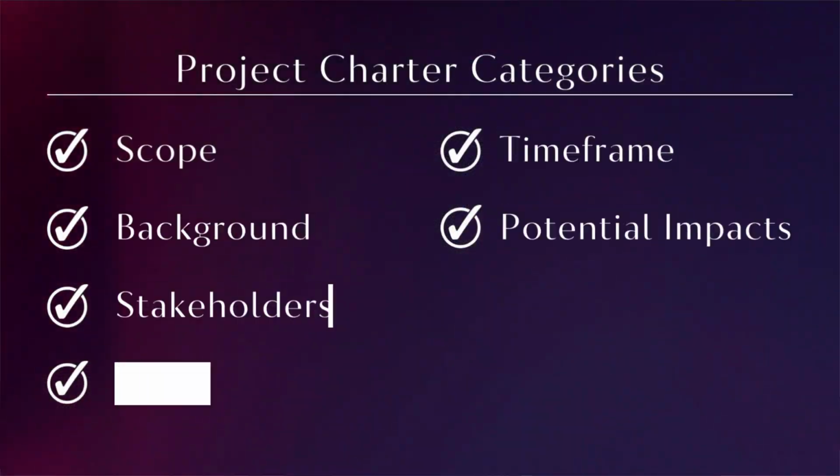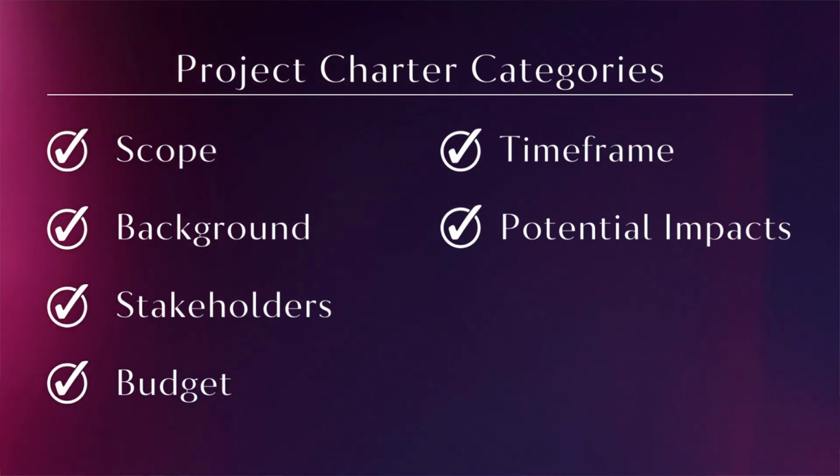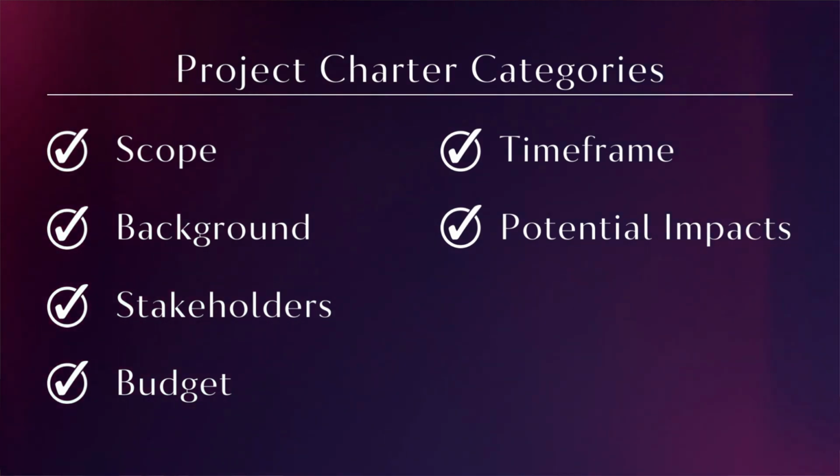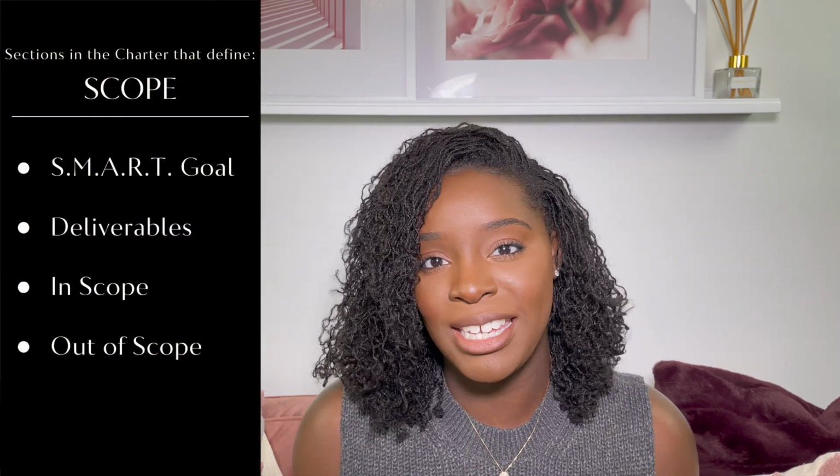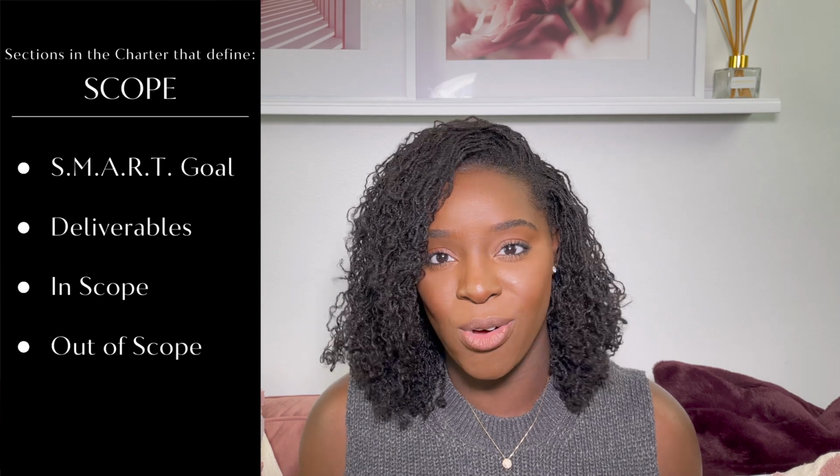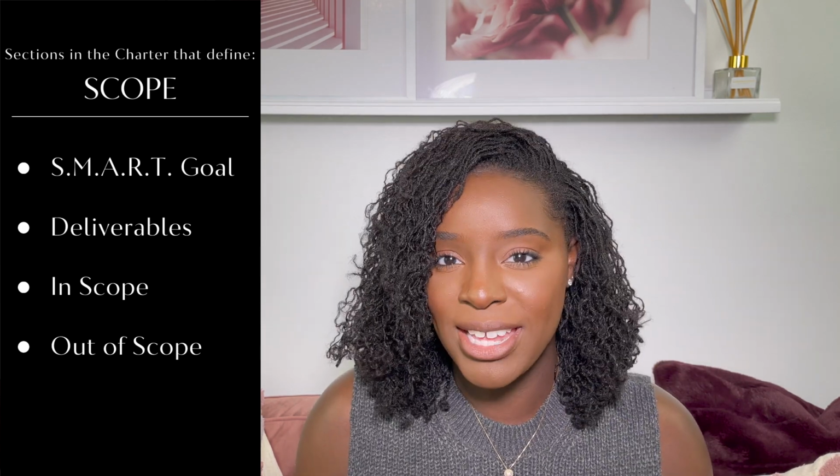So we talked about what the project charter is, what it is not, and who completes it. Let's jump into what's included in it. I'm going to break down what's included in the project charter into categories: scope, background, stakeholders, budget, time frame, and potential impacts. Let's go through them all. Scope is the first category. In the project charter, your scope helps you define your goals, what you're trying to accomplish, and the work you need to do to accomplish those goals. So essentially, what are you trying to accomplish, and how are you going to achieve that?